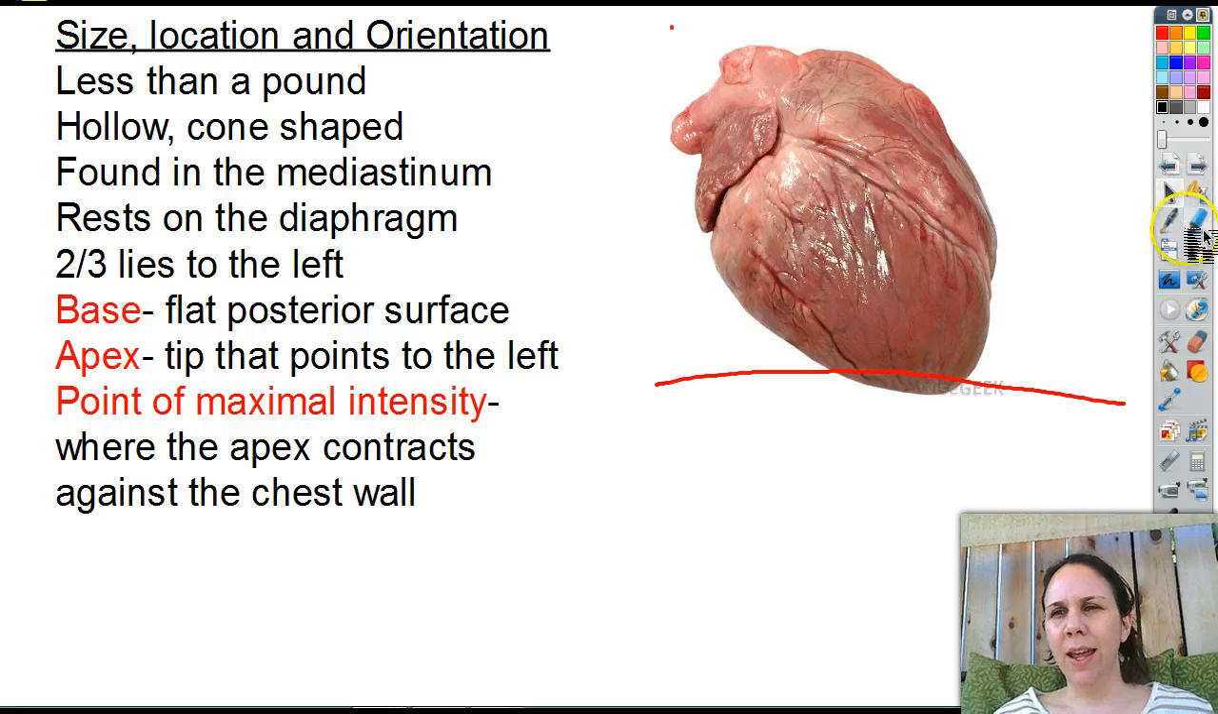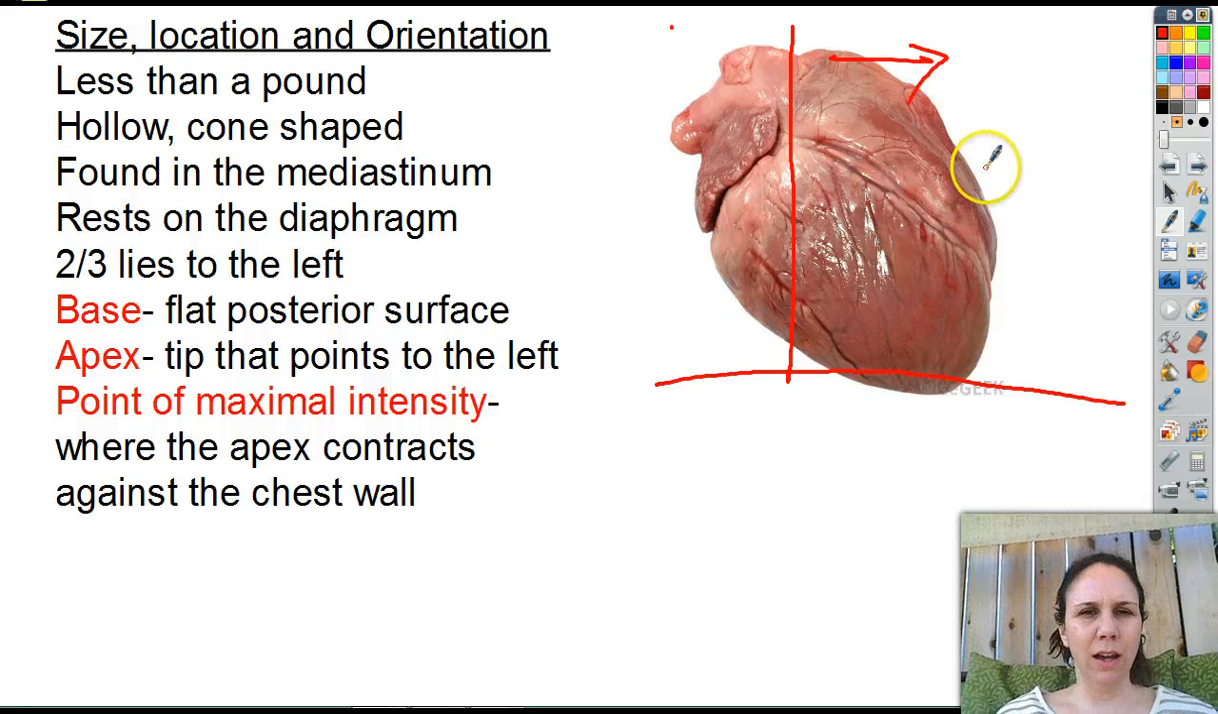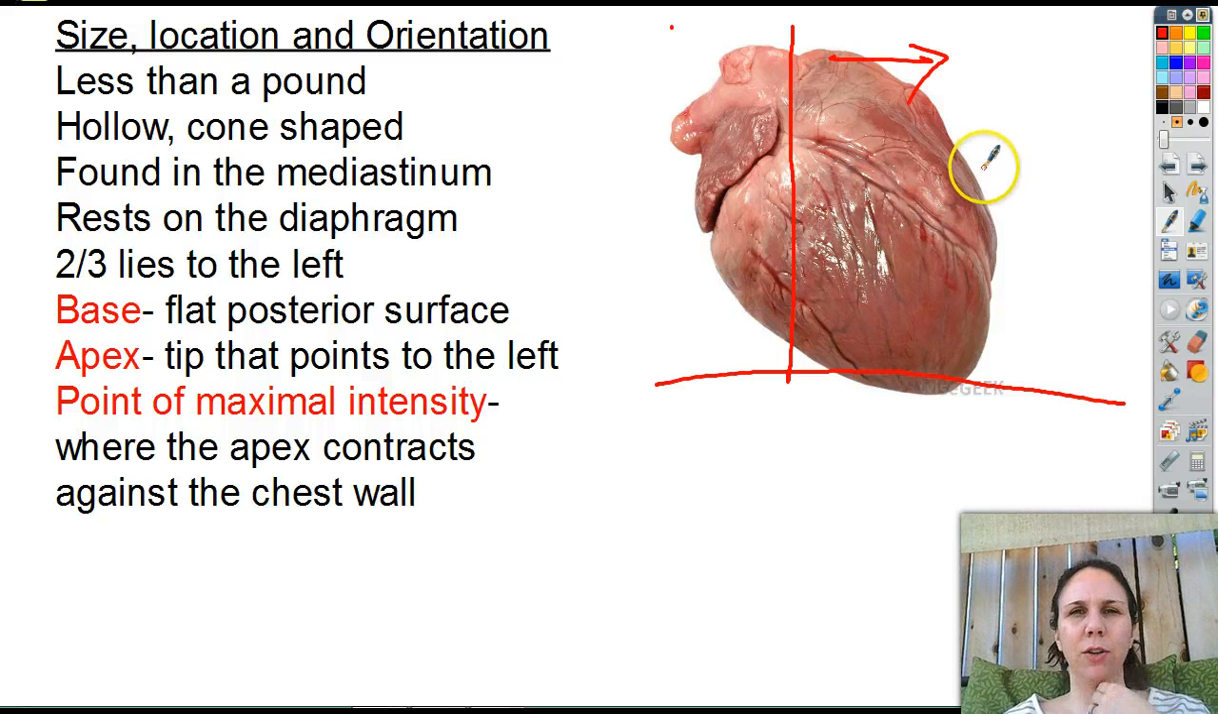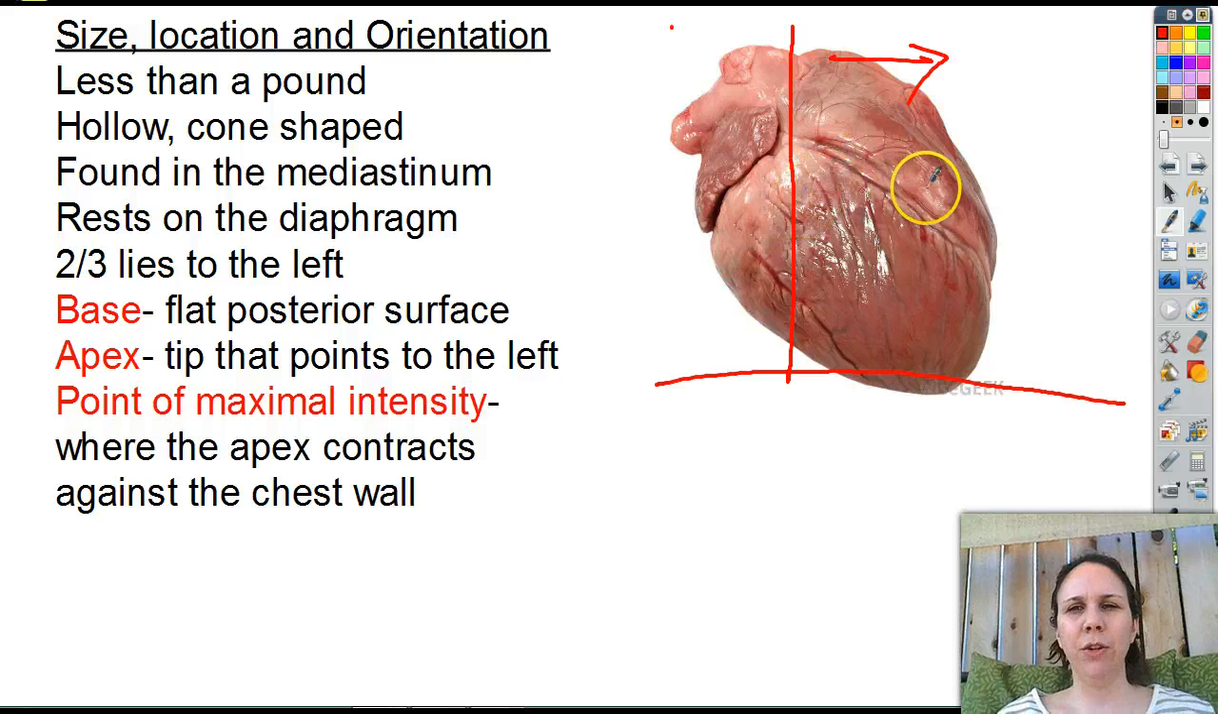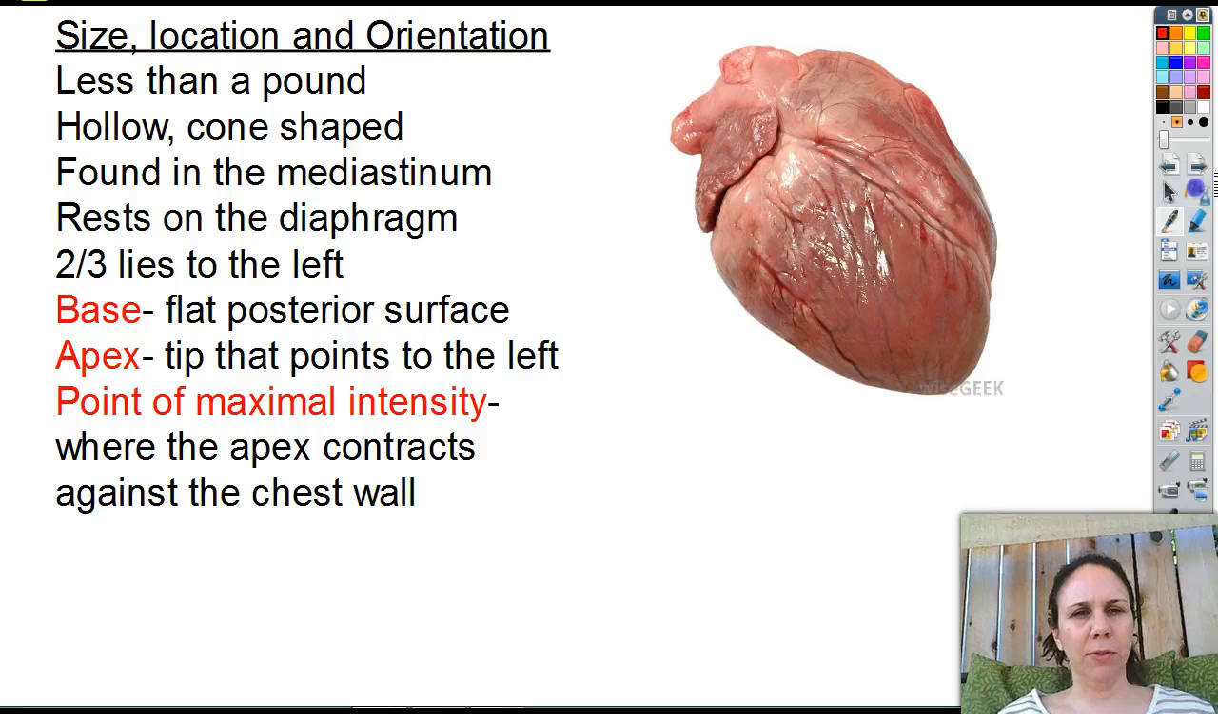Okay, sorry. And about 2/3 of it ends up being to the left-hand side of the midline. If we were to cut you right in half, mid-sagittal, 2/3 of it is on the left side, 1/3 of it on the right side. It's got a couple of features. One is called the base, and it's kind of like this area right here.